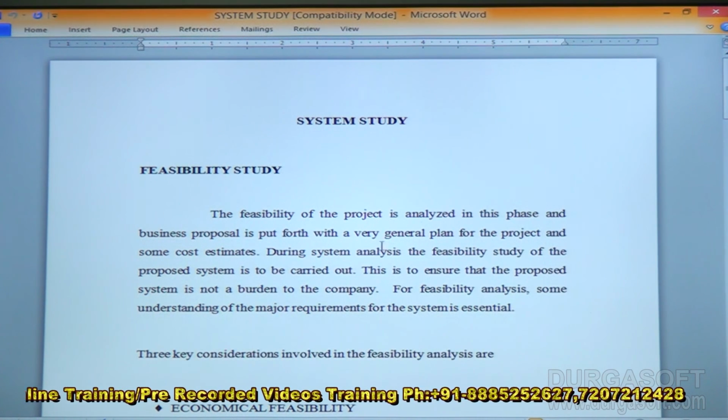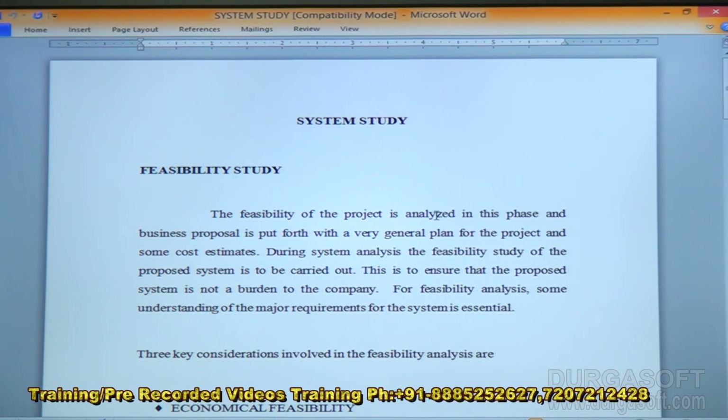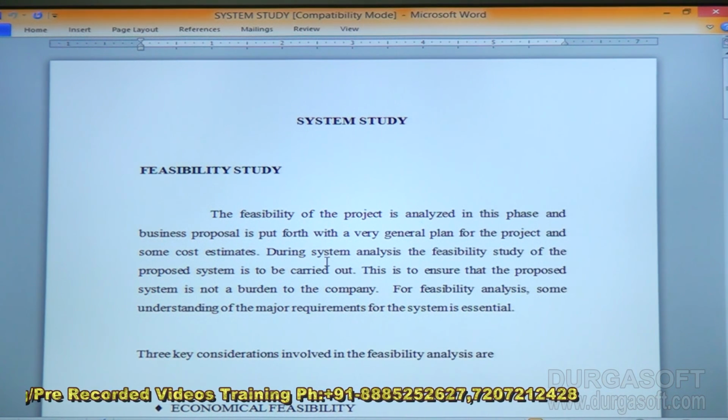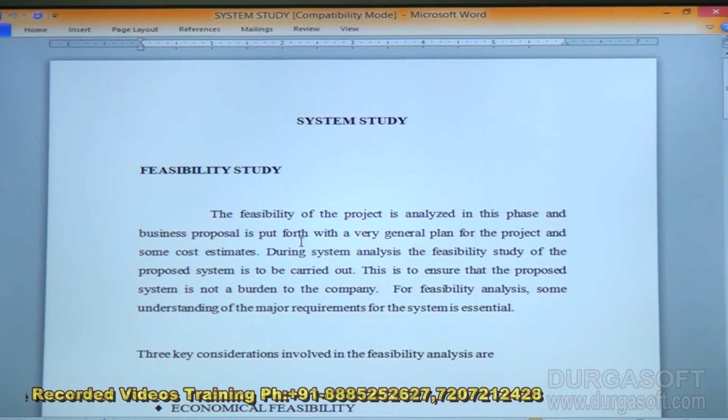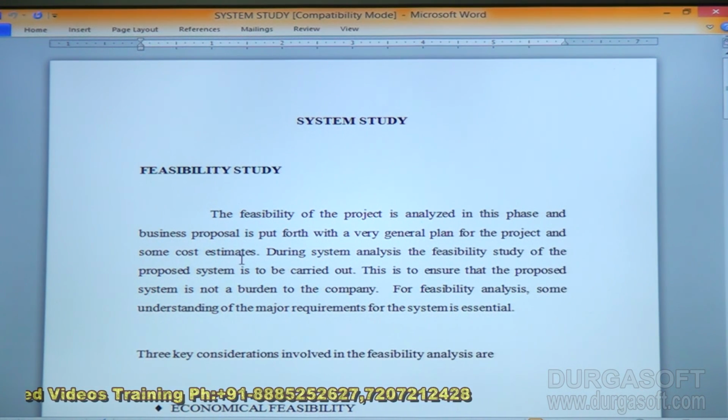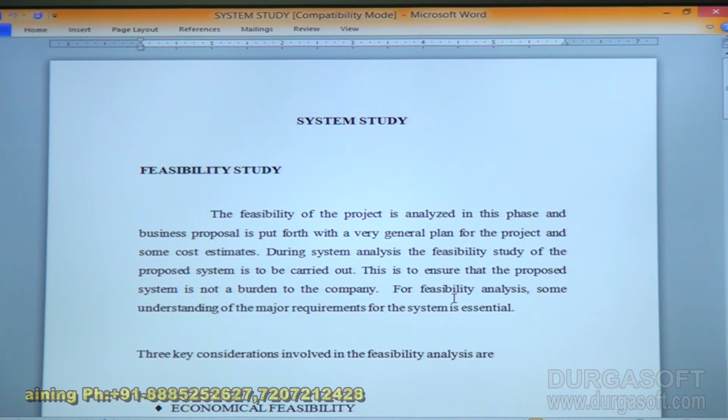So this is the very important phase to be analyzed in the business proposal. Yes, we have to put a lot of work into a very general plan for the project and some cost estimations. Everything has to be taken with the burden information. We have to check whether the proposed system is not a burden to the company and whether we can easily do it. These kinds of confirmations we have to take and calculate in the system study.